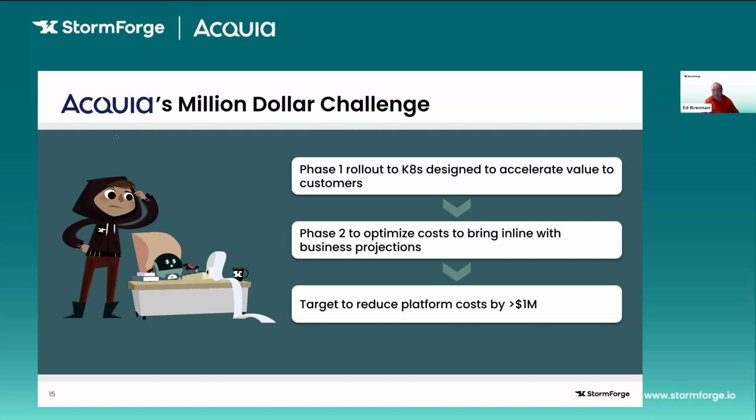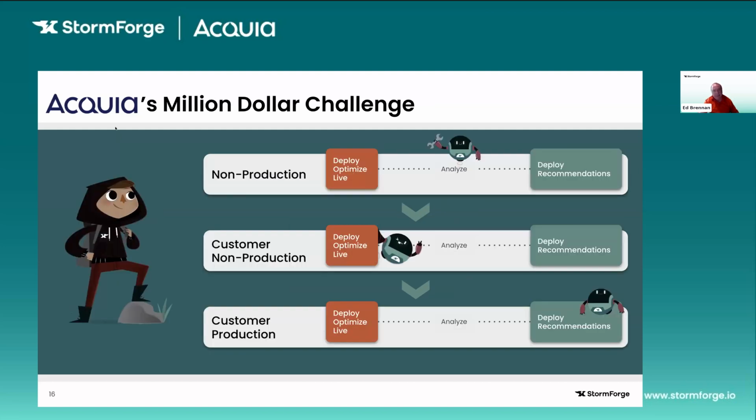And we did have a target to reduce our platform costs by about $1 million last year. We had rolled it out. We started rolling our customers onto it. We got a good percentage of our customers migrated over, but the costs weren't in line with our projections for our business. So we put a cost target out there, and working with StormForge, we were able to meet that cost target of saving that $1 million on that infrastructure.